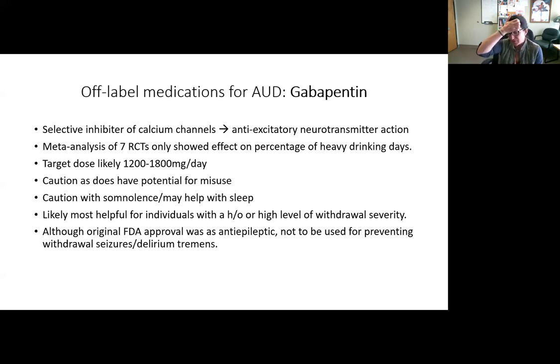And so that can sometimes also be a little hard to get to due to the sedation that gabapentin can cause some people. So we would have to gradually increase to that dose for most folks, unless they've tolerated it before. It has some potential for misuse. It is on the PMP now, and so it's good to be aware of that and monitor for that. But again, this is not used for preventing seizures or DTs, but can help just with withdrawal severity, and then can be used also for relapse prevention as second line.